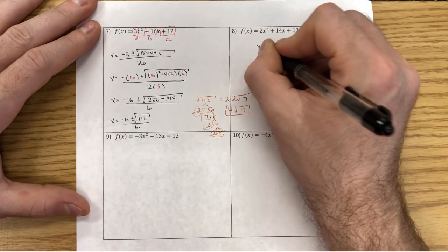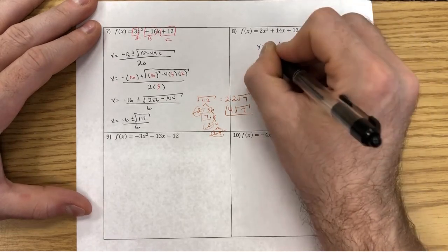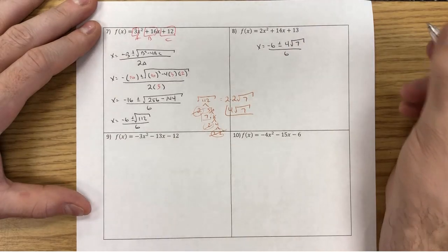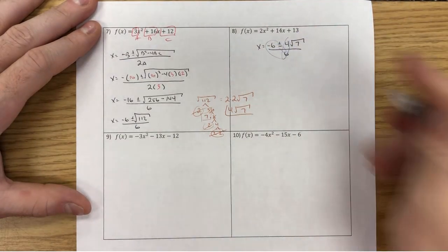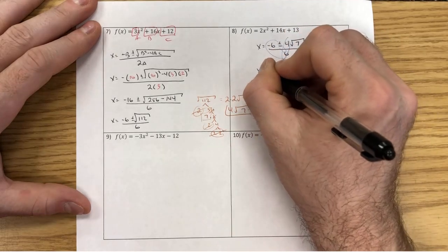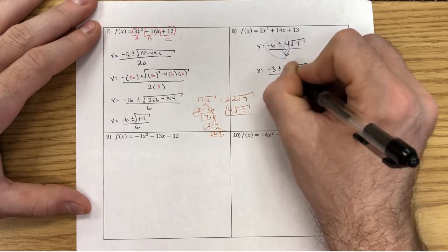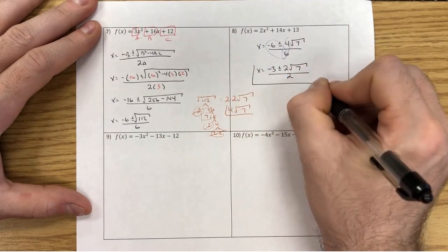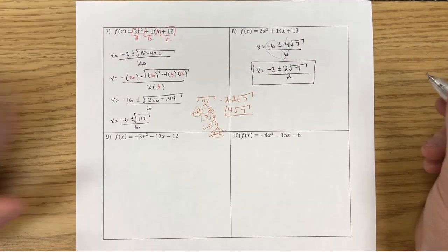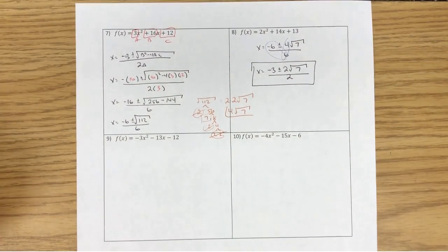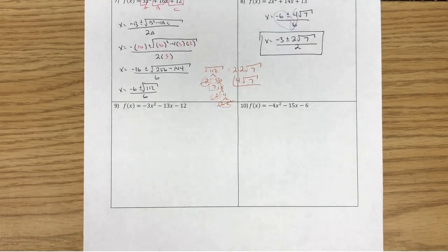So I have x equals negative 6 plus or minus 4 square root of 7 all over 6. I notice that I have some reduction that can go on. X equals negative 3 plus or minus 2 all over 2. There we go. So for the last one, go ahead, pause the video, give it a shot, resume it when you're done, see how you did.